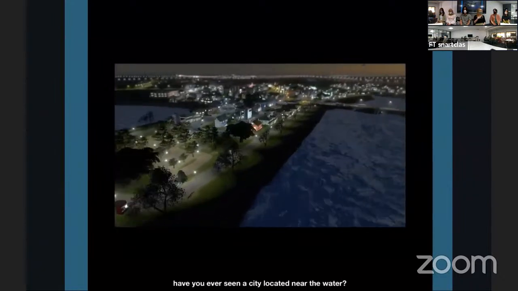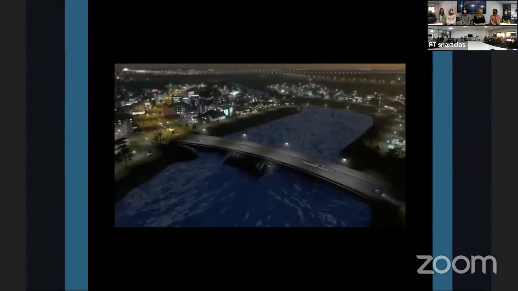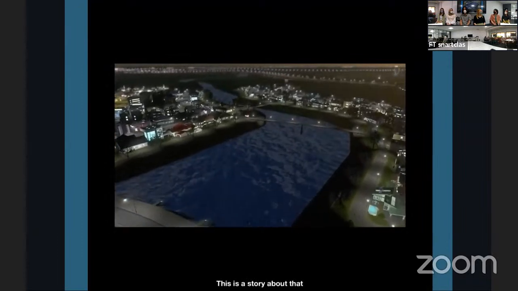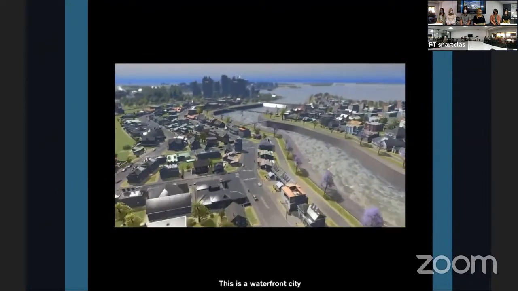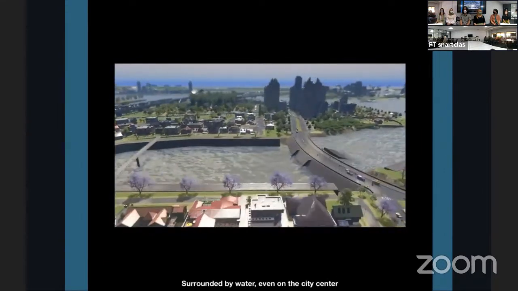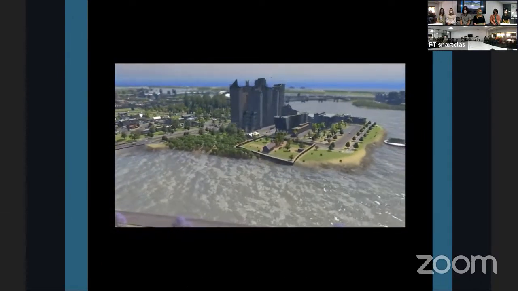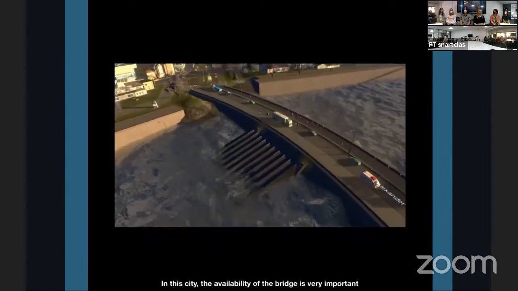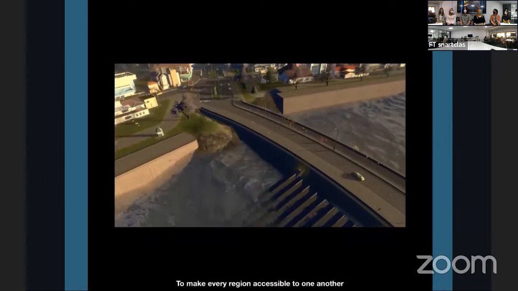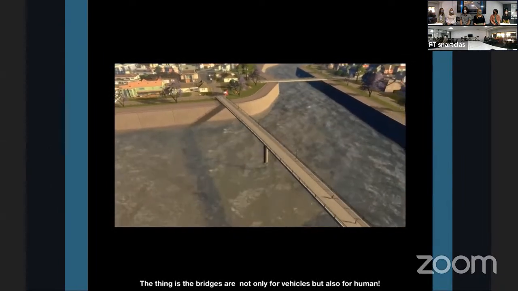Have you ever seen a city located near the water? This is a story about that. This is a waterfront city, surrounded by water even in the city center. But that's what supports the city to grow. In the city, the availability of bridges is very important to make every region accessible to one another. The thing is, the bridges are not only for vehicles but also for humans. It's cool, right?